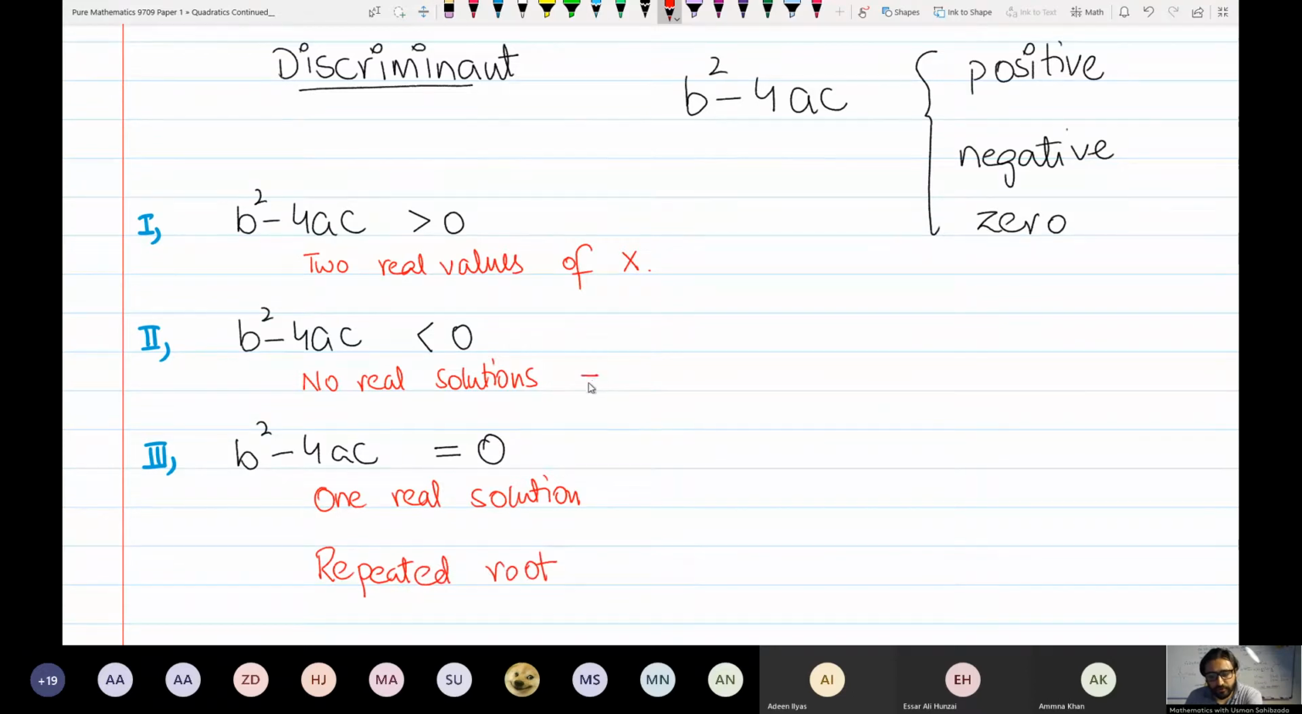This no real solutions is also known as no real roots. The 2 real values of x are also known as two distinct roots. Distinct means different. Roots. That's what you're getting, all based on what b square minus 4ac is equal to.